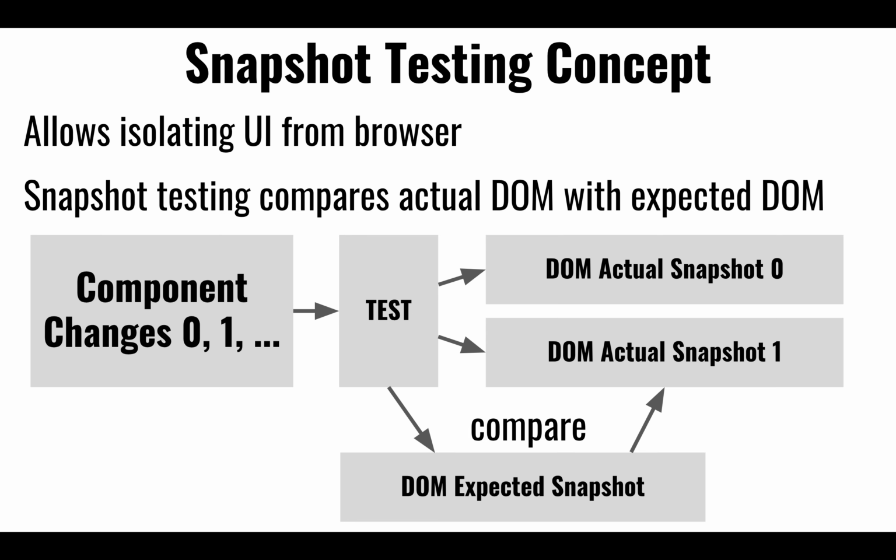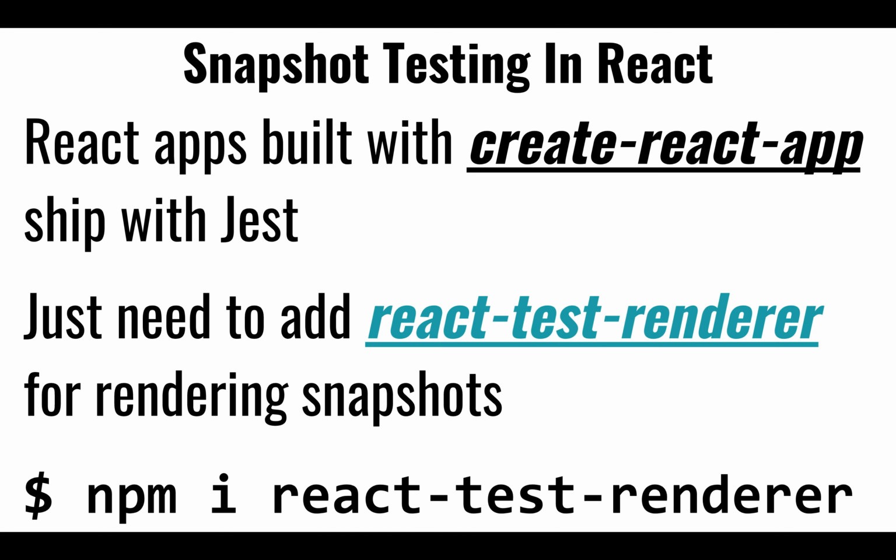Jest allows us to do that. So to accomplish this snapshot testing mechanism, we're going to use an additional library. We need to be able to replace the browser, and be able to render the DOM that a browser would have rendered, without an actual browser.